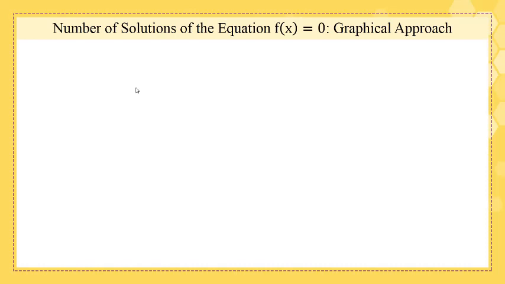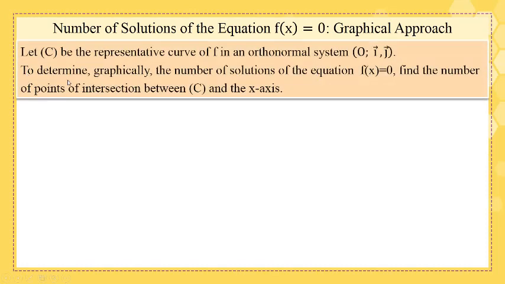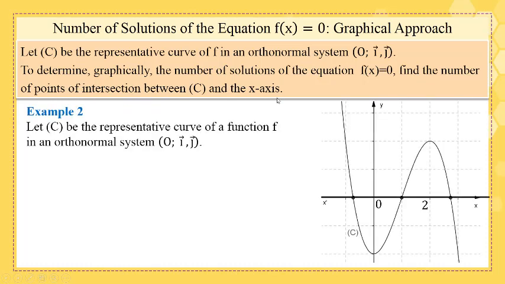Now we will start with the second objective in this video, which is the number of solutions of the equation f of x equals 0. We have two ways: graphically or by using the table of variations of f. First way, to determine graphically the number of solutions of the equation f of x equals 0, find the number of points of intersection between C and the x-axis.